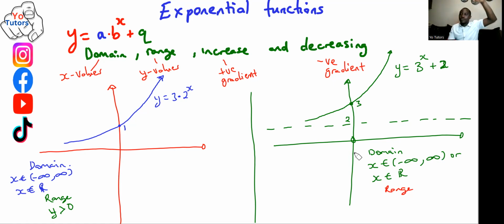Only above 2. So it's going to be y greater than 2. In this case, when you're dealing with that, it just means that it's y greater than q. That's what it means in terms of the range. So always remember that. Don't forget that.